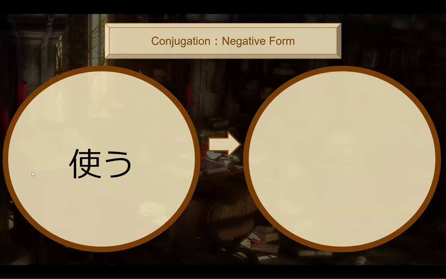What's the negative form of to use? Tsukau, this is tsukau, to use. To make it a negative verb, it would be tsukanai. Do you just drop this and add nai? Is this a ru verb? No, it's not, so we don't do that. Tsukawanai. Wa nai. Perfect. It's an replacement sound.